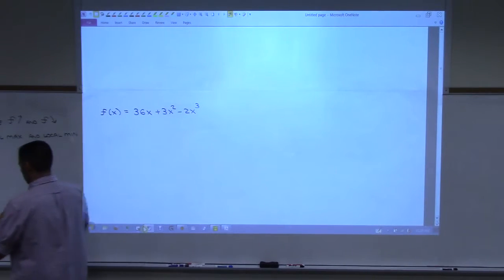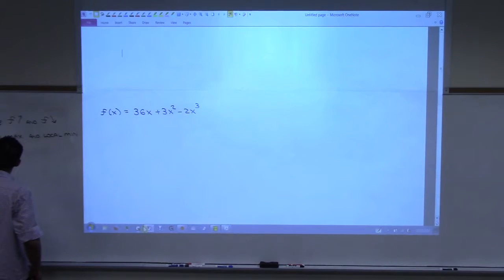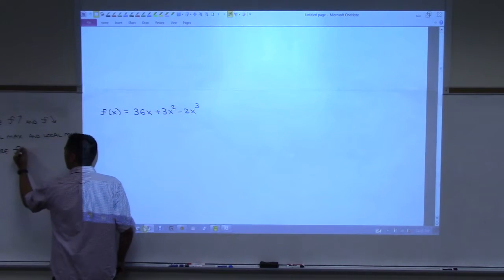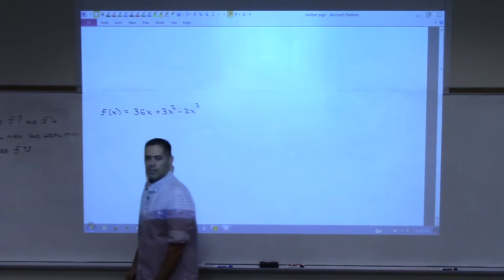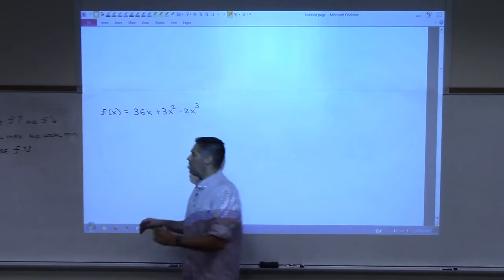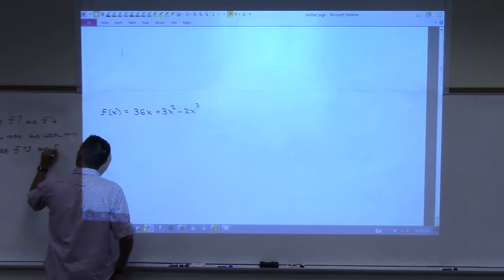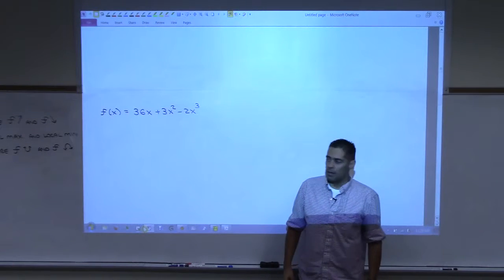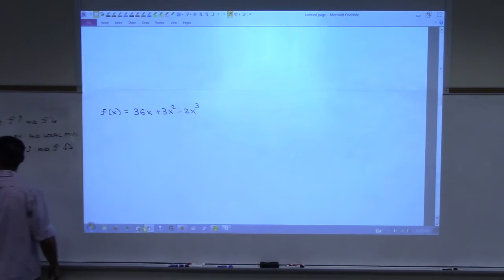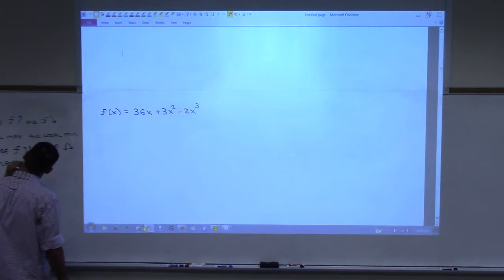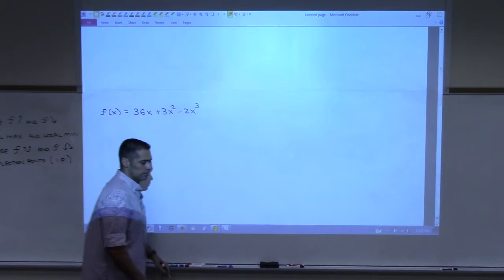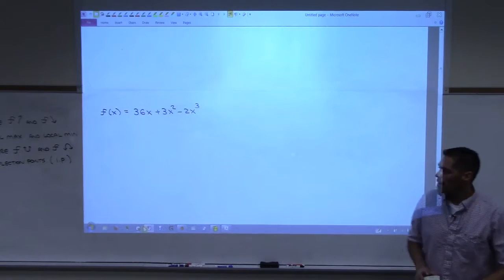Okay, after that, I want us to find where the function f is concave up. So to do that, I'm going to draw a little parabola opening up. Does everyone understand that's concave up? And I would also like to know where the function f is concave down. That's going to involve the second derivative. And then I want you to find the inflection points, which I'm going to say IP from now on. I want you to find the inflection points.